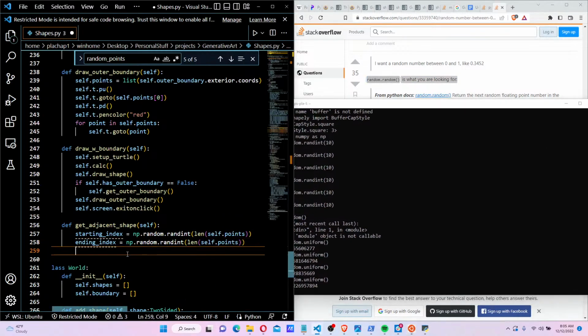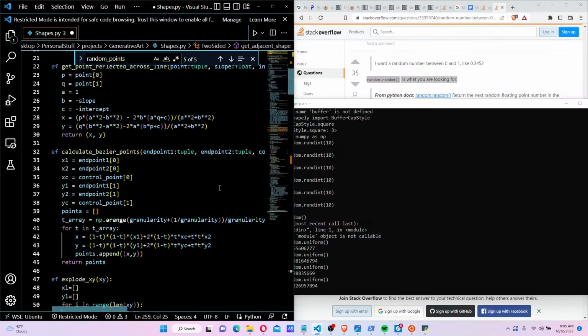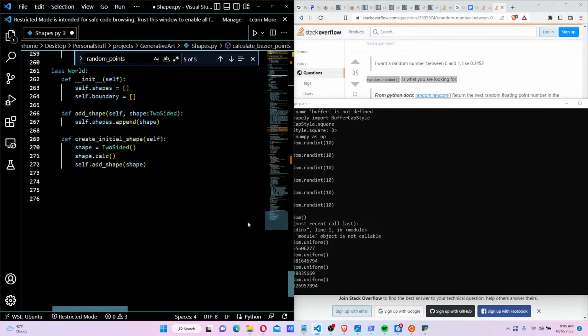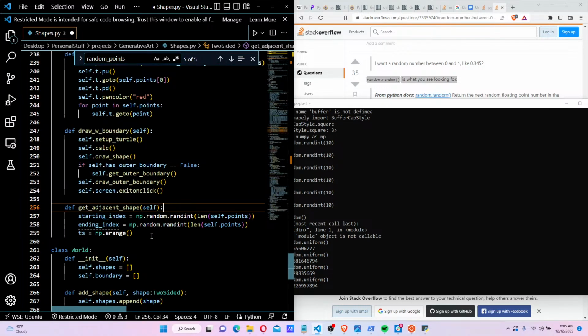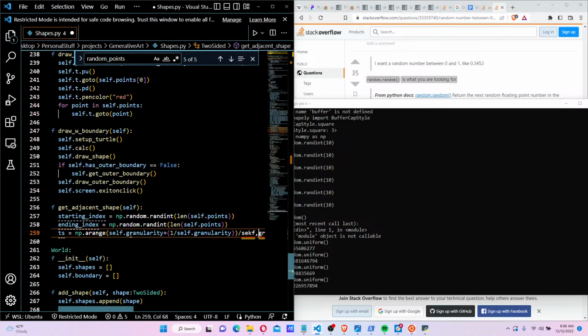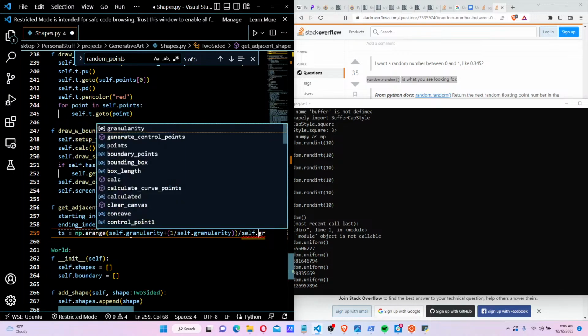Okay, so t's is equal to np.arange. Forgot how I did it up here. So granularity. So just the whole thing. So paste it in there. Should be self.granularity.